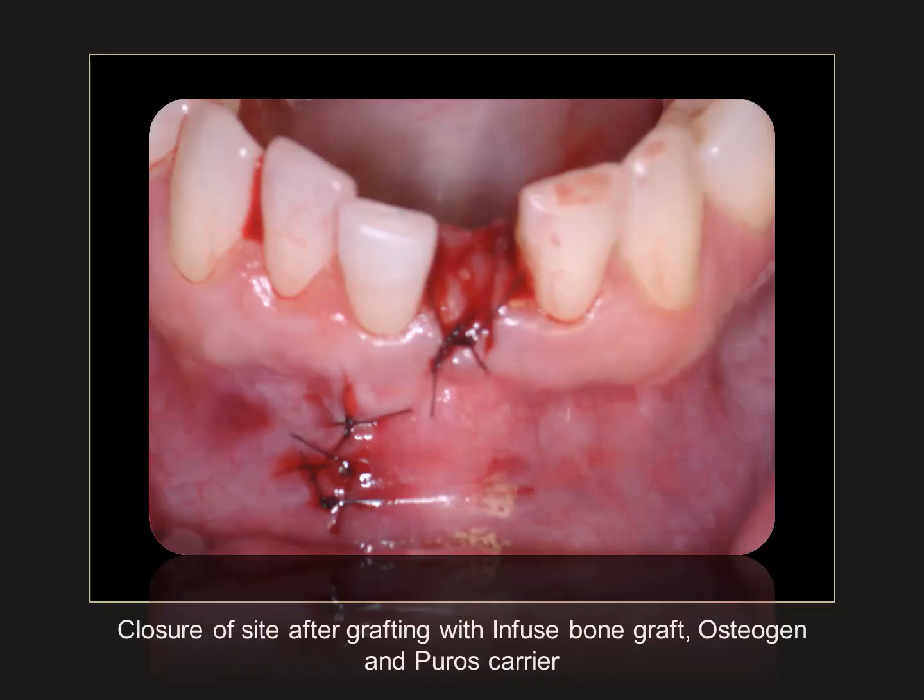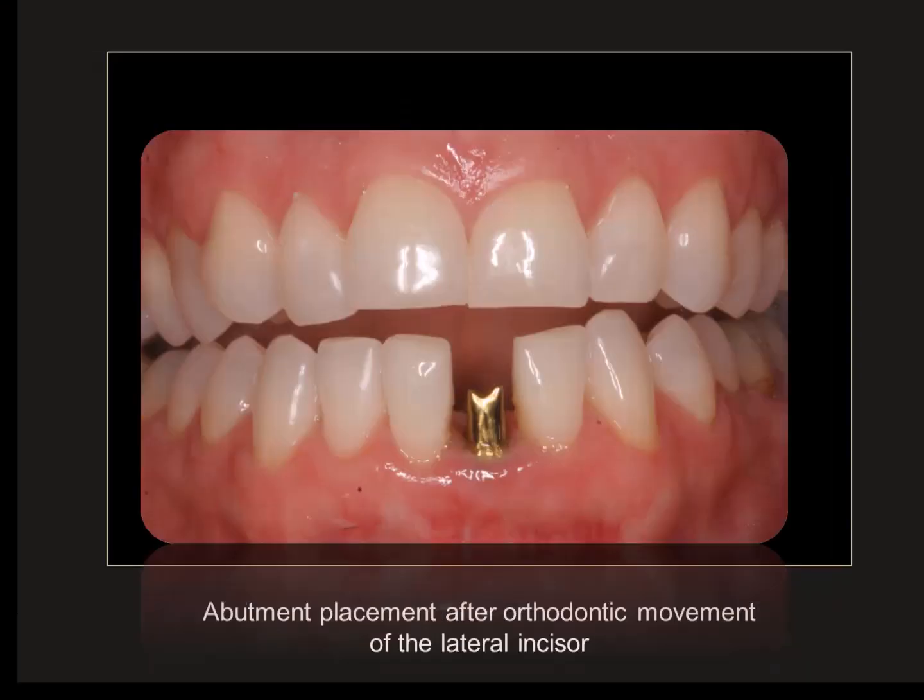The sites were closed with 5/0 nylon suture left in place for 10 days prior to removal. The same appliance used to replace number 23 was used to move the adjacent central incisor lingually into position during the period of osseointegration. A custom abutment was inserted after 3 months. The ISQ for the implant was 79.